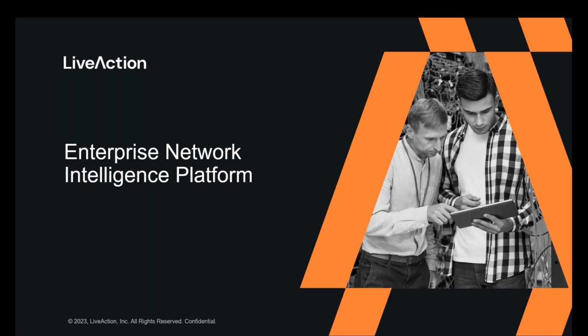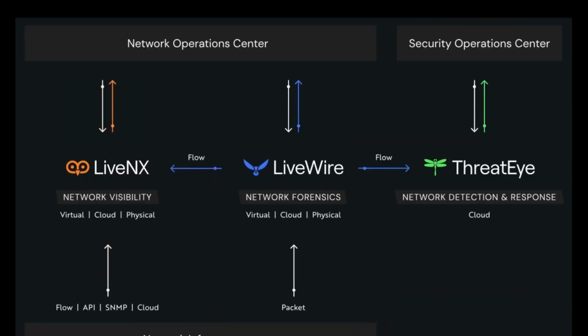So what does LiveAction do? Well, we are an enterprise network intelligence platform, but what does that actually mean? What we do is we provide 3 different solutions which are designed to work together. So you have LiveNX, which is network visibility, virtual, cloud or physical, where we intercept flow, APIs, SNMP, cloud traffic in order to paint a picture for the customers that are using it, in order to give them visibility of what is going on within the network at that specific time.